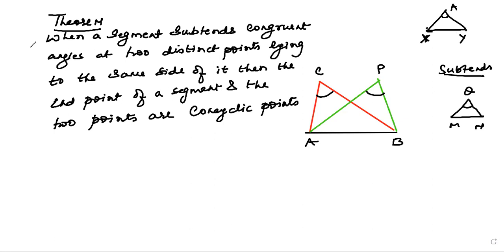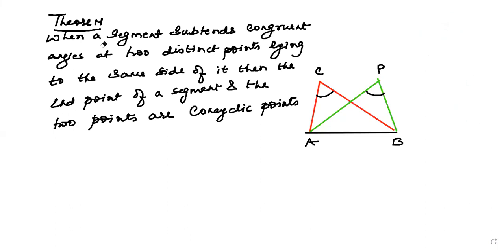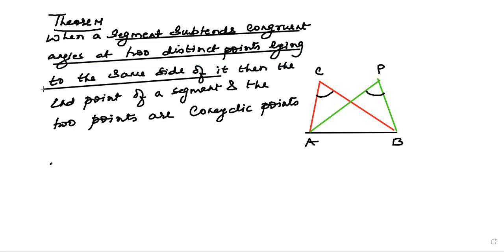Now I'm discussing one theorem. Just have a look, children. No proof for it, but you should know, okay? When a segment subtends congruent angles at two distinct points lying on the same side of it. Have a look at this, children. A segment subtends congruent angles at two distinct points lying on the same side of it. Got it? You can see it here, children. In this, you can check it.